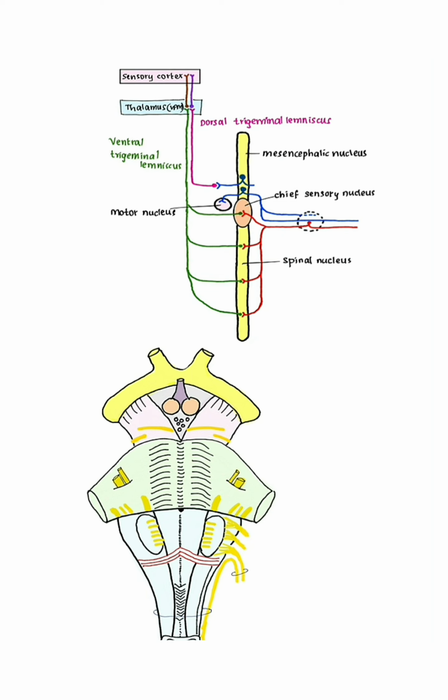Now let's see in brief about spinal nucleus. This is sensory nucleus of trigeminal nerve, motor nucleus of trigeminal nerve. Motor and sensory nucleus of trigeminal nerve are present in pons. Spinal nucleus extends from sensory nucleus, which is present in pons, to C2 spinal segment. Hence, the spinal nucleus passes through the medulla oblongata.